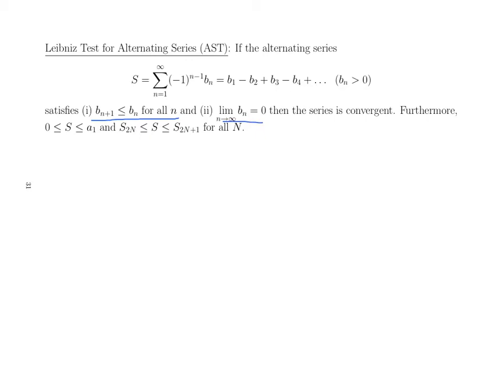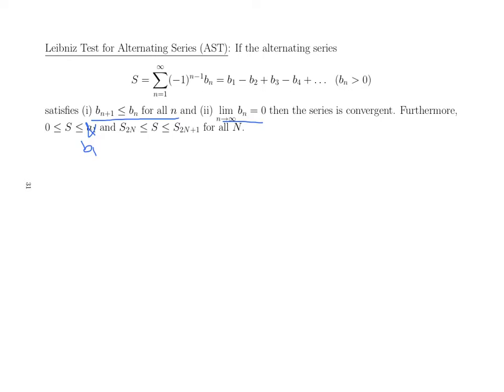We also know that the sum S is less than or equal to a1. I'm not sure what a1 is. Maybe that's supposed to be b1. And S_(2n) is less than S_(2n+1) for all n.